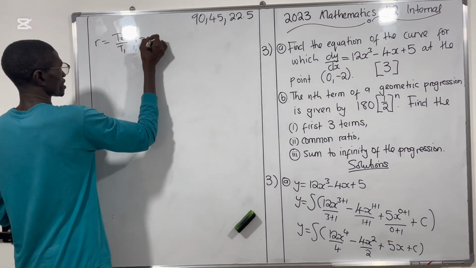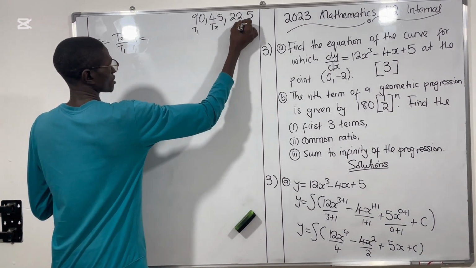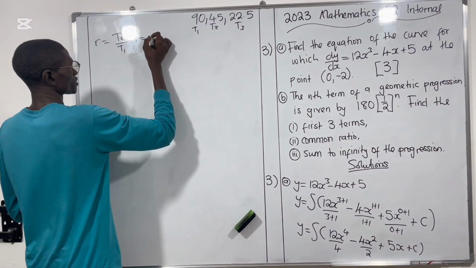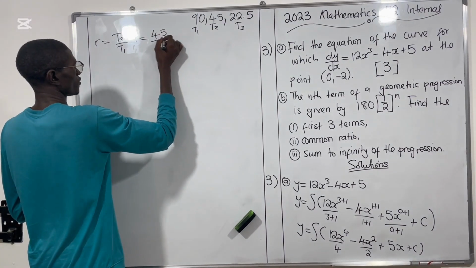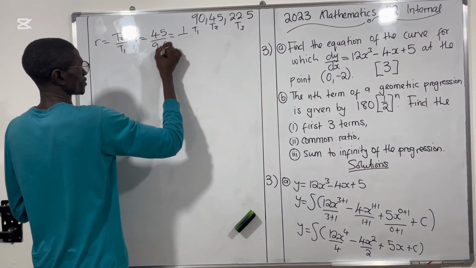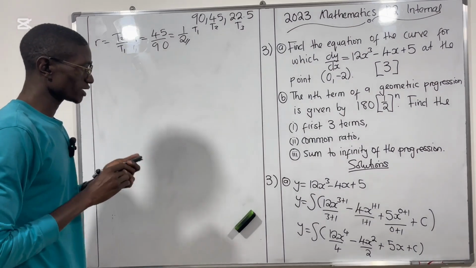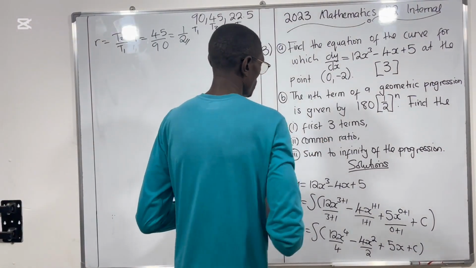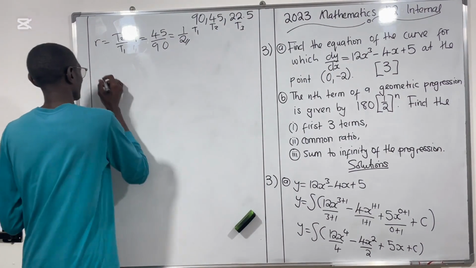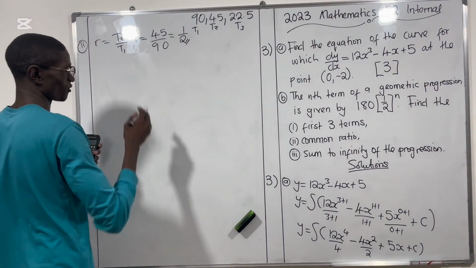So R is therefore going to be, what is T2? This is T2, this is T1, this is T3. So T2 is 45 over 90. 45 into 45 is 1, 45 into 90 is 2. So the common ratio is 1 over 2. We can now go ahead and answer the next question. We've actually answered it. So this is number 2. Okay, that is our common ratio there.